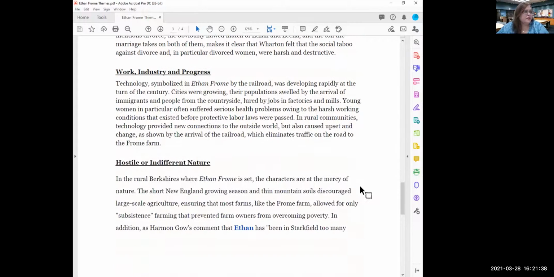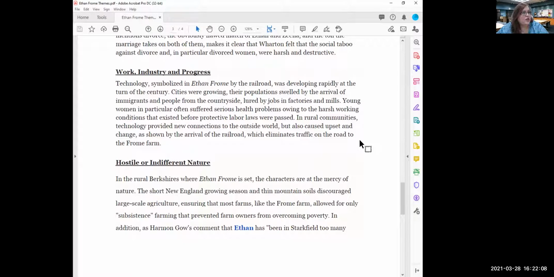The next one is work, industry, and progress. Technology, symbolized in Ethan Frome by the railroad, was developing rapidly at the turn of the century. Cities were growing, their populations swelled by the arrival of immigrants and people from the countryside, lured by jobs in factories and mills. Young women in particular often suffered serious health problems owing to the harsh working conditions that existed before protective labor laws were passed.